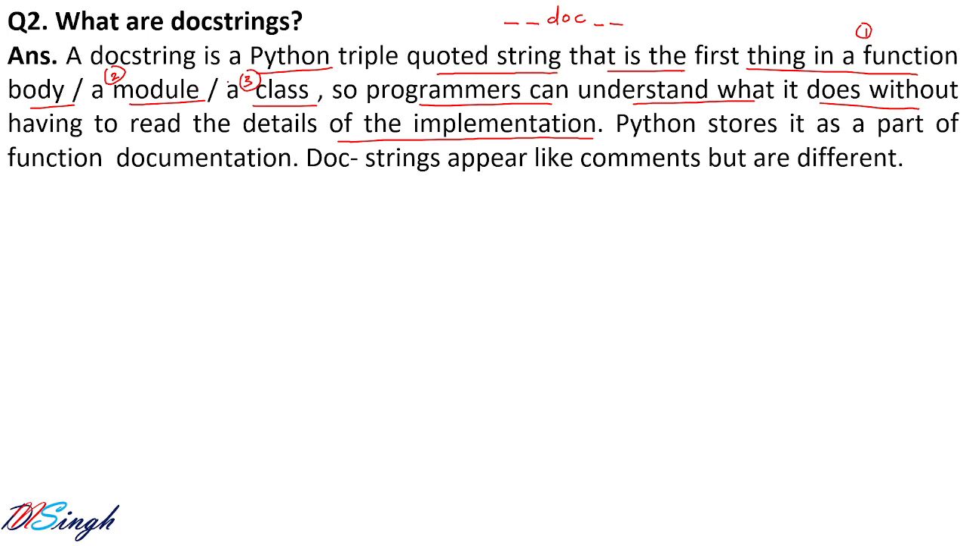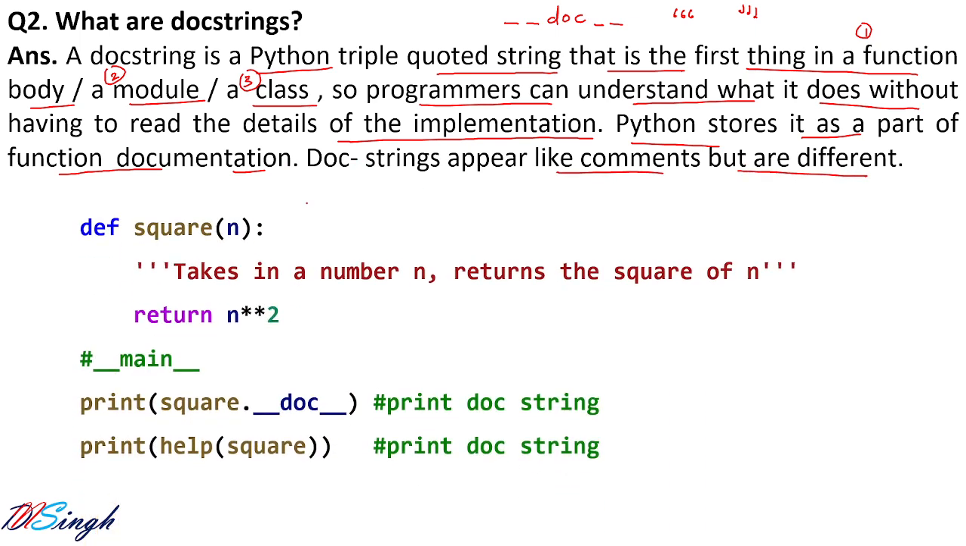Okay, and this is the first thing to write inside the functions or modules or class, and that should be declared inside triple quotes. Okay, so you need to keep in mind, because a doc string is declared inside triple quotes, it can also be a multi-line string. Python stores it as a part of function documentation. A doc string appears like a comment but they are different. Let us see with the example.